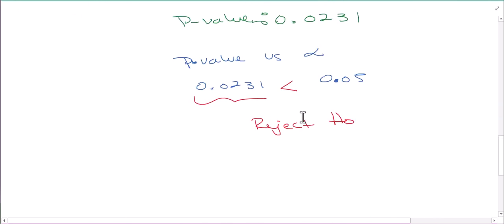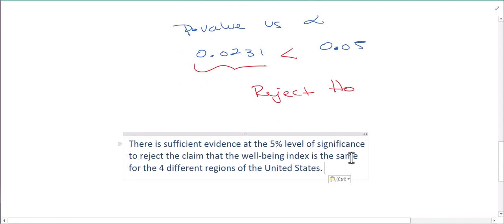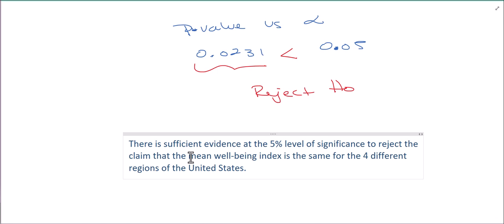So with the conclusion, always make sure that you write it in the context of the problem. In this case, we can say there is sufficient evidence at the 5% level of significance to reject the claim that the well-being index is the same for the 4 different regions of the United States. I guess we should say that the mean or the average well-being index is the same for the 4 different regions of the United States. This is just an example. Of course, you can write it in your own words, but the key thing is to always write your conclusion in the context of the problem.